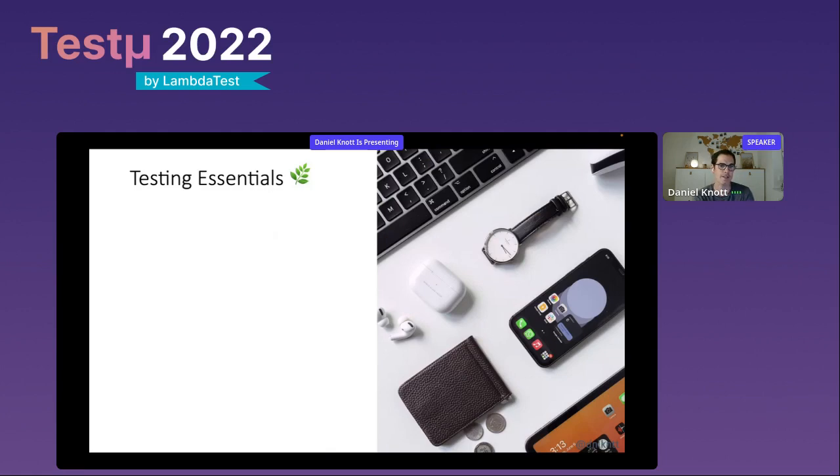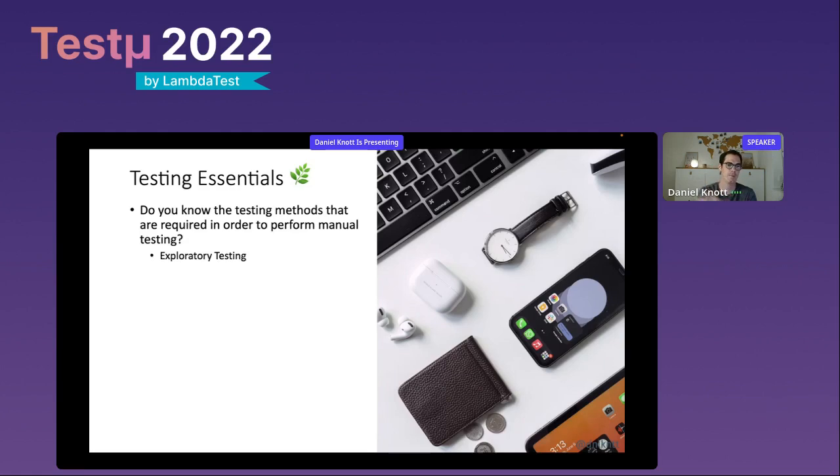Second one, I called it testing essentials. First question that you can ask is, do you know the testing methods that are required to perform, for example, manual testing? Here are some examples. Is the person aware of exploratory testing techniques? Boundary values, is this known to you? Classic decision tables. I just open up some of the things and so forth.